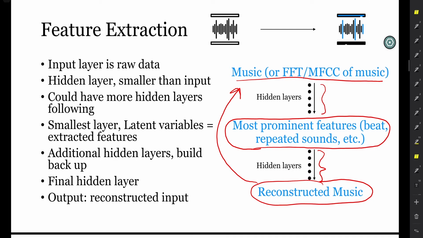Now you can input just the raw audio data, but in audio processing, it's common for the user to input either the FFT or the MFCC, which is the Mel frequency cepstral coefficients. They do this because these features are often difficult for the autoencoder to learn on their own, so we just give these features to it and use that as our input.